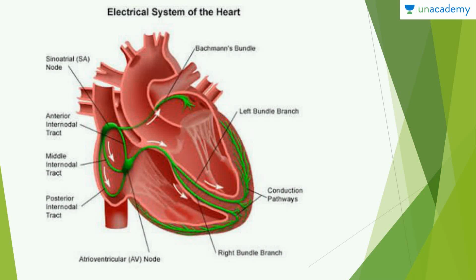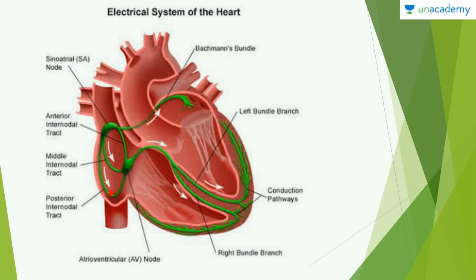Okay, understanding it diagrammatically, we have the electrical system of the heart here. As you can see, this node right here is the sinoatrial node, or the SA node, or the natural pacemaker of the heart. This initiates the normal sinus rhythm. Now this sinus rhythm reaches the atrioventricular node, or the AV node, through these three branches. The first one is the anterior internodal tract, the middle one is the middle internodal tract, and the bottommost one is the posterior internodal tract.